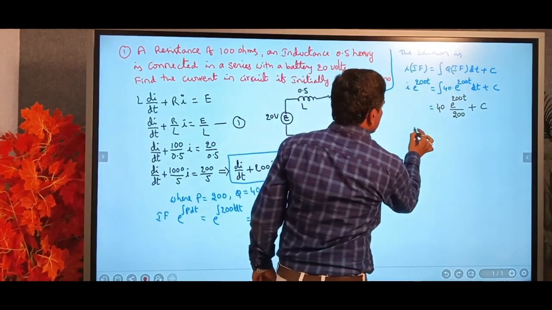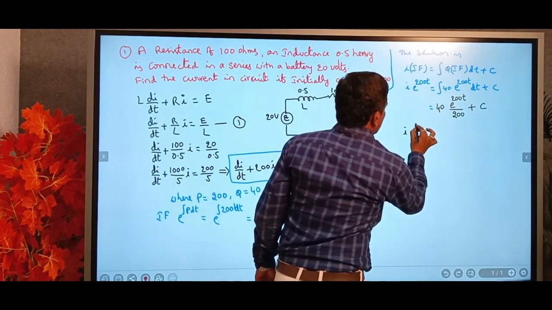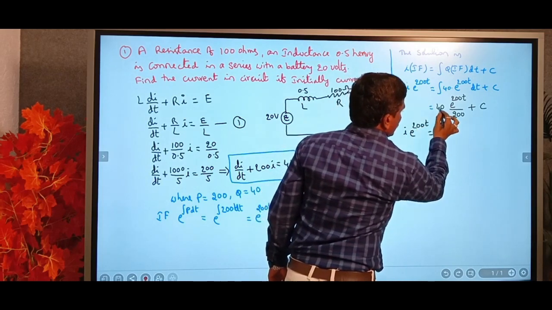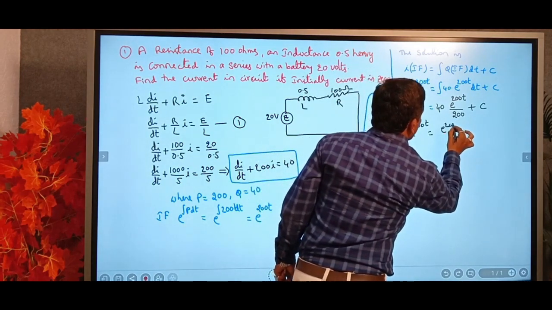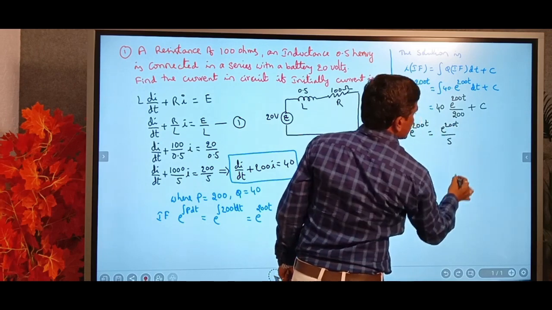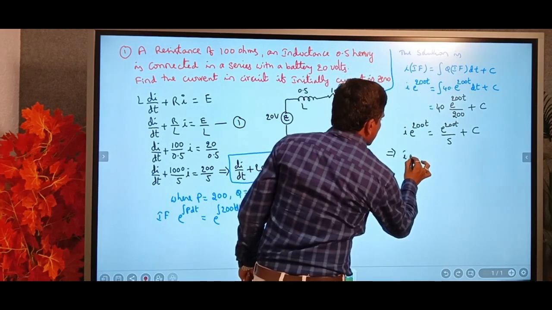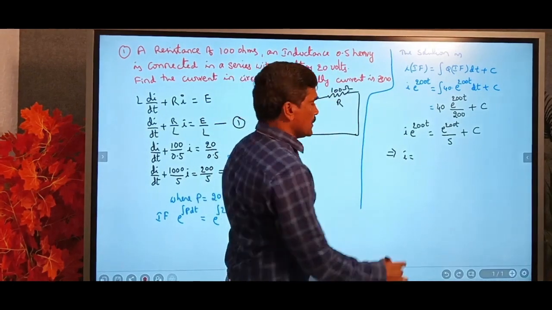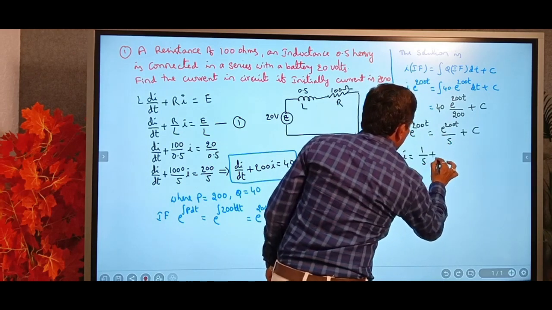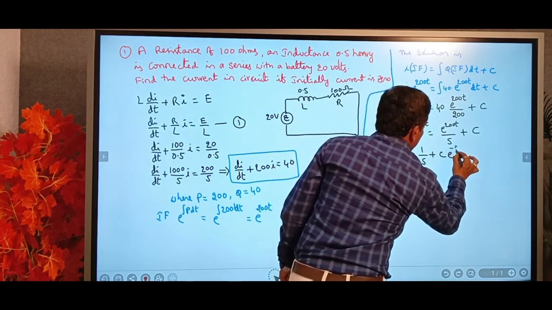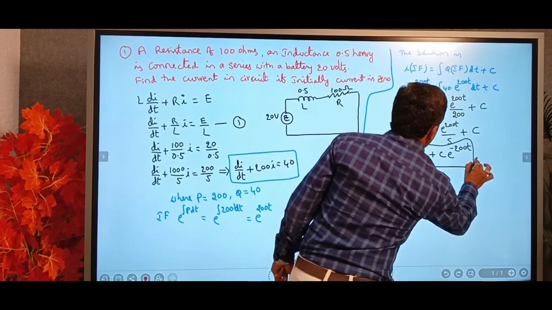Then cancelling, we get I times e^(200t) equals 40 e^(200t) by 200, that is e^(200t) by 5, plus C. Dividing with e^(200t), we get I equals 1/5 plus C e^(-200t). This is the general current.